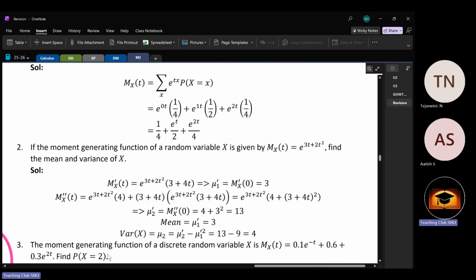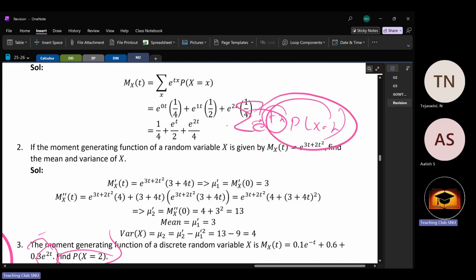This is exploiting the property of MGF itself. What the property of MGF is: e power tx into P of x, right? Summation of e power tx into P of x. Now x equal to 2, don't you think e power will have 2t? So the coefficient of e power 2t will be the probability of x equal to 2, right? The coefficient of e power 2t would be the probability of x equal to 2. So the answer is just 0.3.